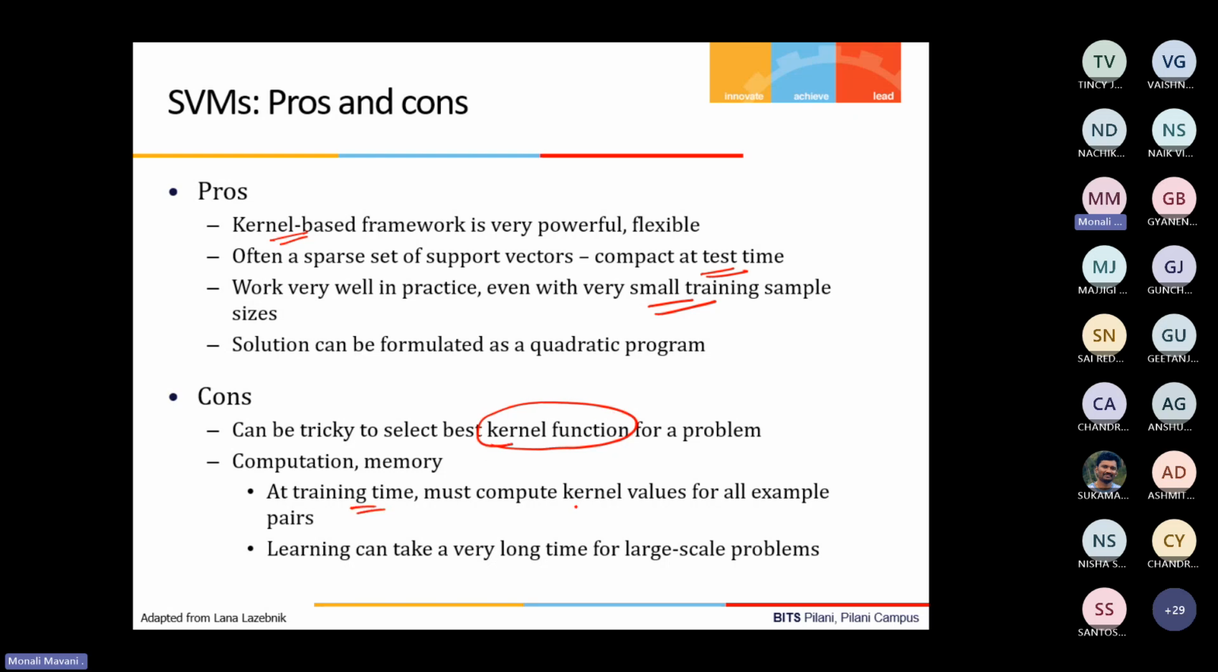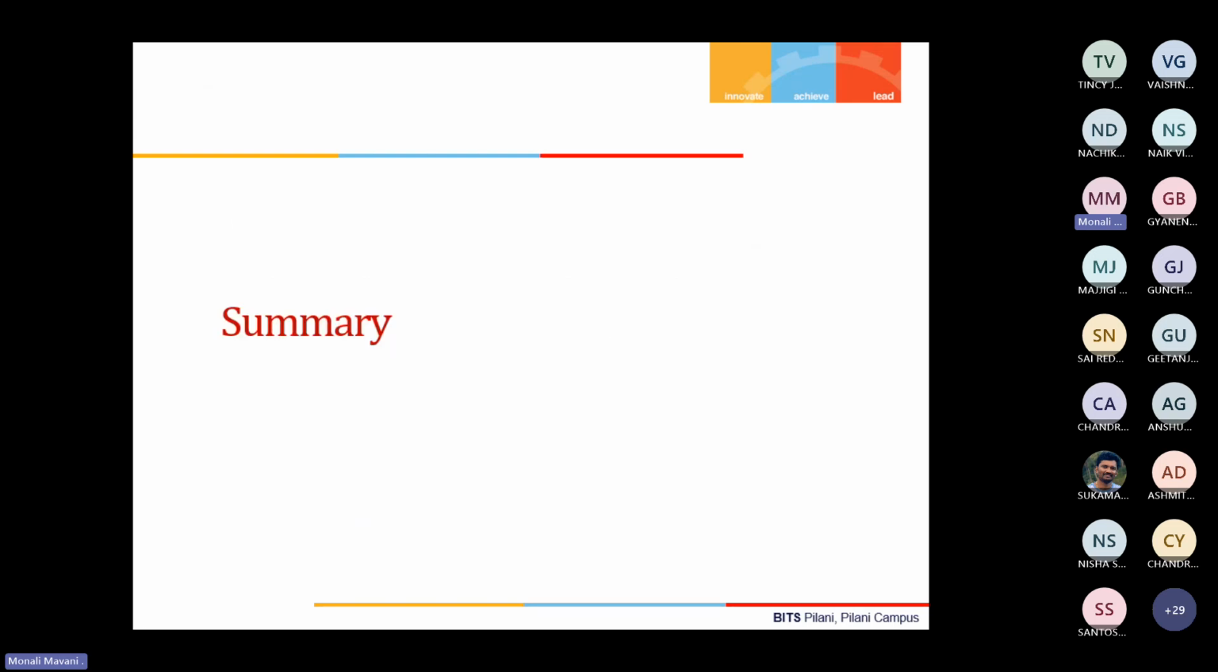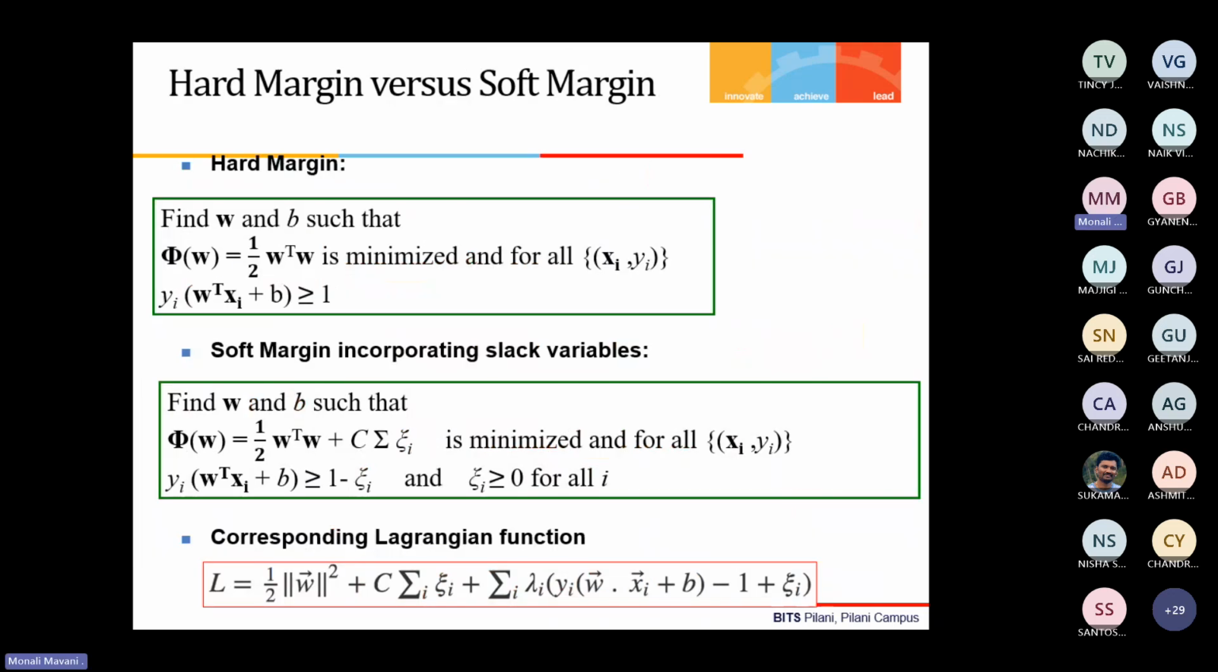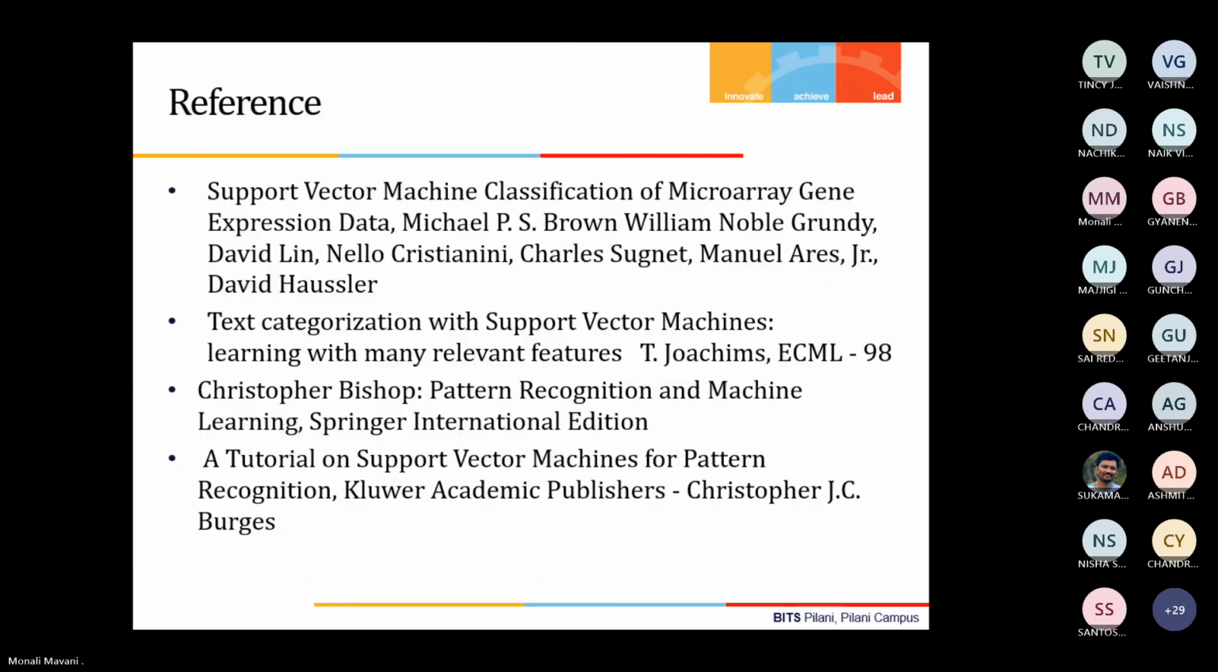At training time, we have to compute the kernel values of all the examples. So the computational and memory requirement is large for the training, and the time also requires more when we have a very large data set. So these are certain pros and cons. That's all. And the summary is just added. A mathematical summary is added for your quick reviewing. That's all.